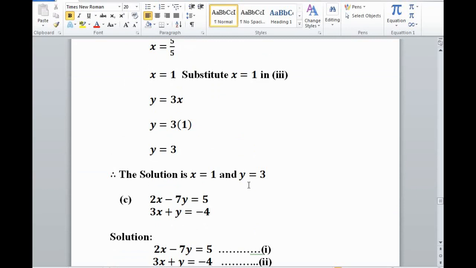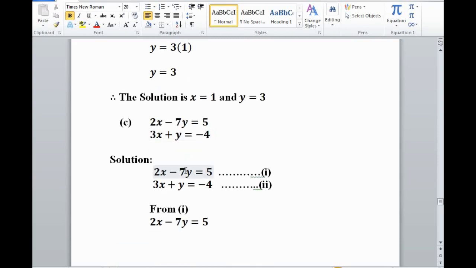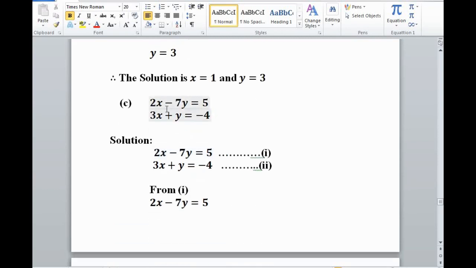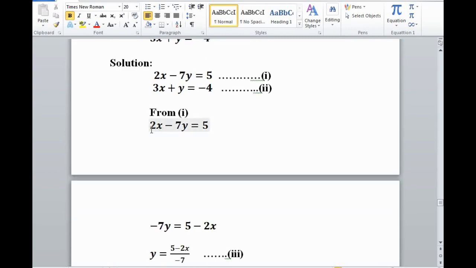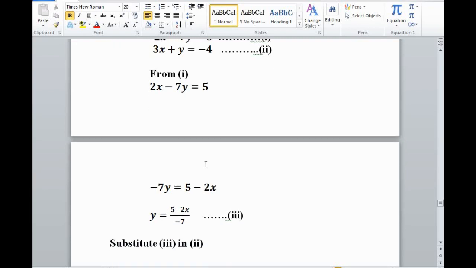the given simultaneous equations. The third part of this question is 2x minus 7y equals 5, which is our equation 1, and 3x plus y equals negative 4, which is our equation 2. Since we are solving these equations by the substitution method, I will take equation 1, or you can also take equation 2. Here equation 1 is 2x minus 7y equals 5. So I'm going to rearrange equation 1 to express y in terms of x.